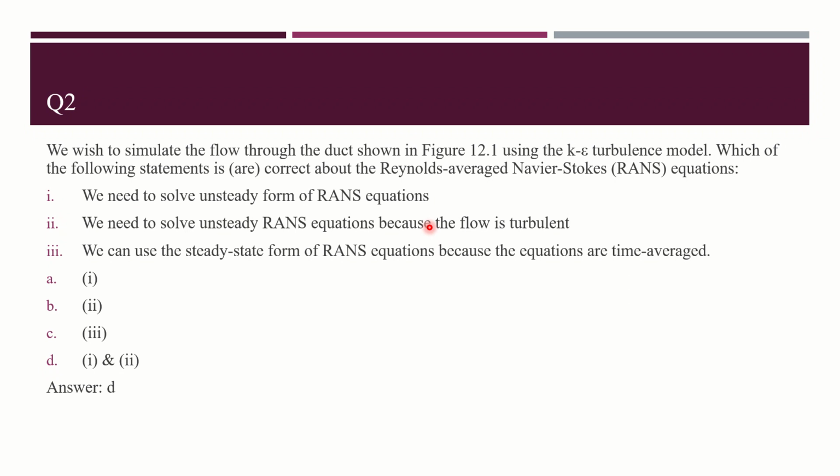So again, what is asked in the question? The system given to us, we are going to solve it using the K epsilon turbulence model. And while doing that, which of the following statements is correct when we go with the Reynolds average Navier-Stokes equation, that is the RANS model. So first, we need to solve the unsteady form of RANS equation. This is true because the flow is developing and we are using the turbulence model. It will be varying with time, so we need to use the unsteady form of the equation.